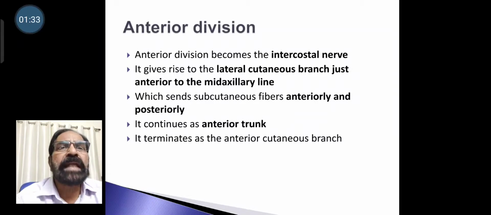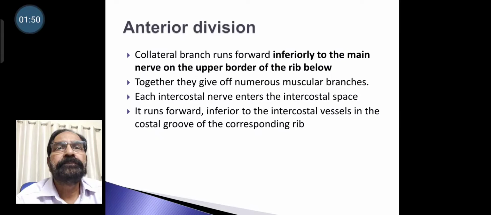It gives rise to a lateral cutaneous branch just anterior to the mid-axillary line, which sends subcutaneous fibers both anteriorly and posteriorly. It continues as the anterior trunk and terminates as the anterior cutaneous branch. The collateral branch runs inferiorly to the main nerve on the upper border of the rib below. Together they give off numerous muscular branches.